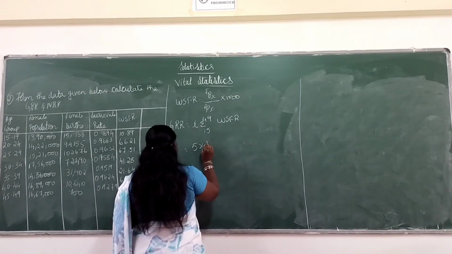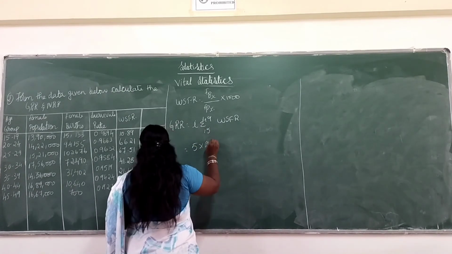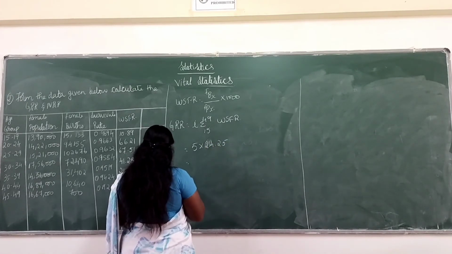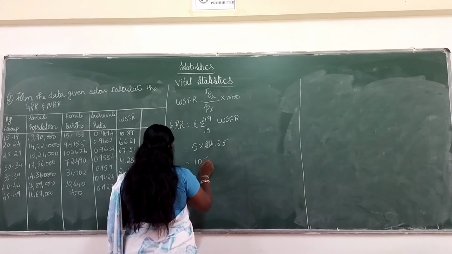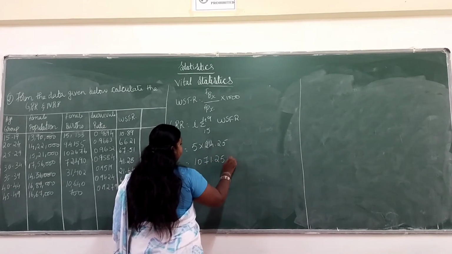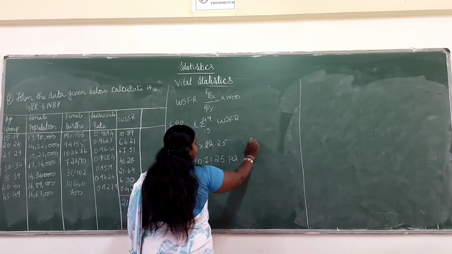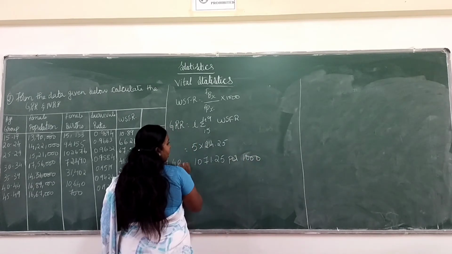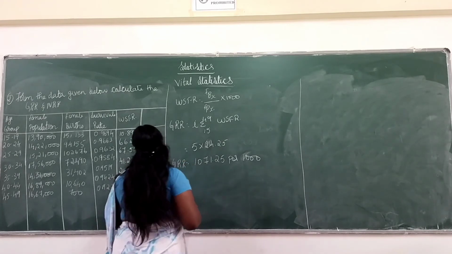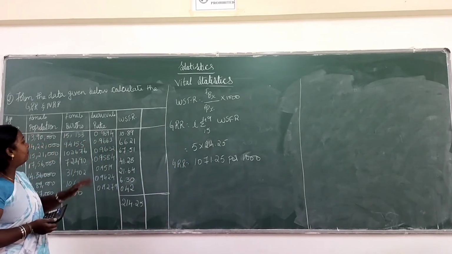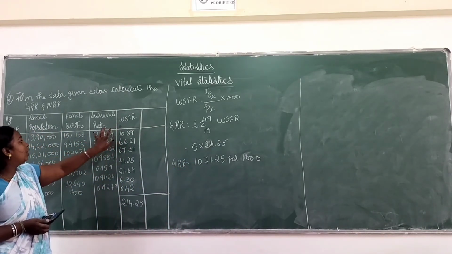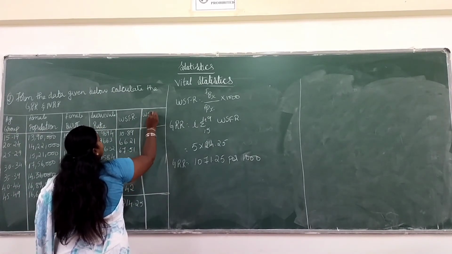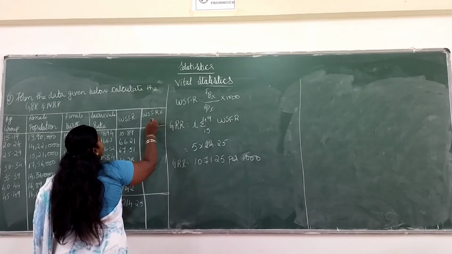5 into 214.25, I get 1071.25 per 1000, which is my GRR. Now for NRR, I need to multiply my WSFR by the survival rate, that is WSFR into S.